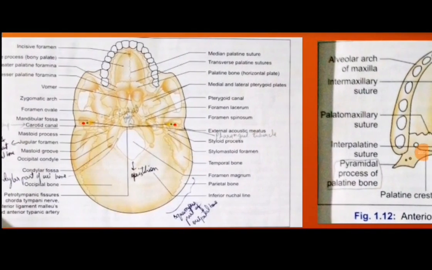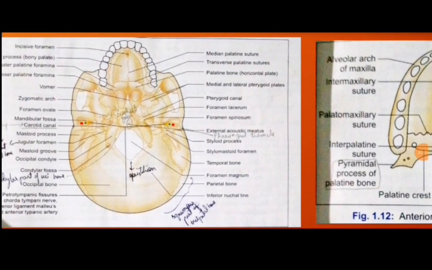Then you can see the scaphoid fossa. The fossa in the total middle part of the norma basalis is the scaphoid fossa. There you can see foramen spinosum, foramen lacerum, and pterygoid canal. These are all situated here. I have written squamous part of occipital bone. The one which is posteriorly situated is the squamous part of occipital bone.